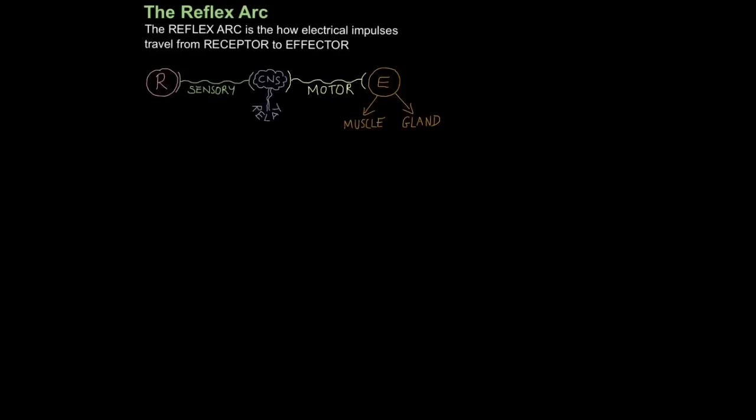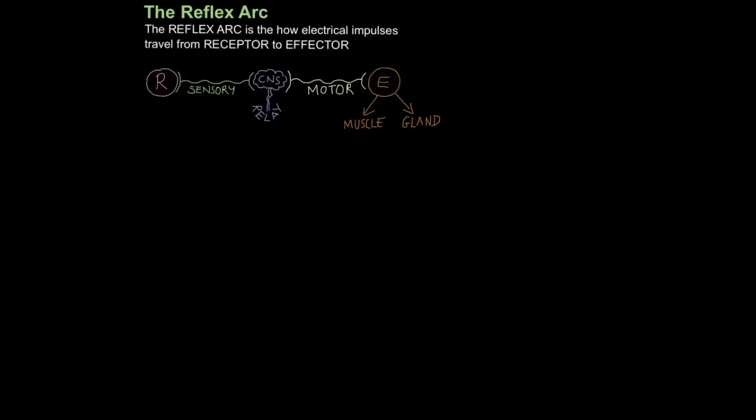So now we're going to look at the reflex arc. The reflex arc is how electrical impulses travel from receptor to effector. If you remember from the nervous system tutorial, receptors are cells that detect environmental stimuli, such as change in light or sound, and an effector is the part of body that can respond to these stimuli, like a muscle or a gland. Every response to a specific stimulus involves this pathway, which makes up the reflex arc.